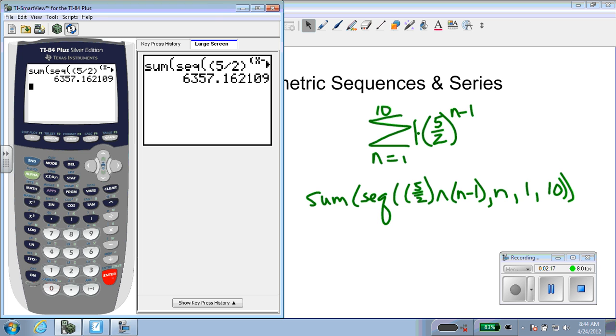And our sum is approximately 6,357.162. I might take a swing at math fraction just to see if it will come up as a nice fraction, and the answer is no. So that is my sum.